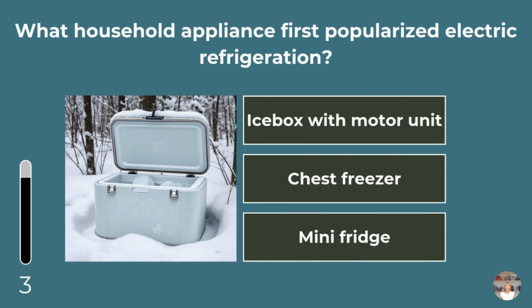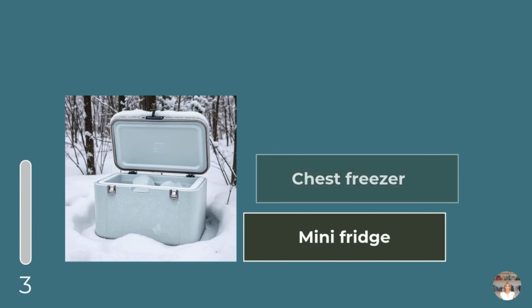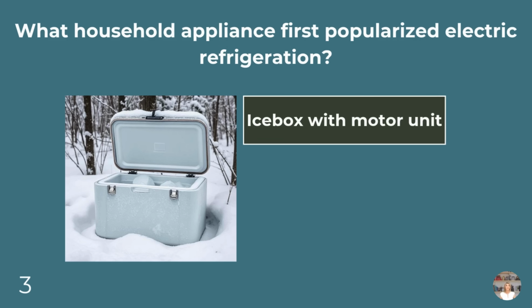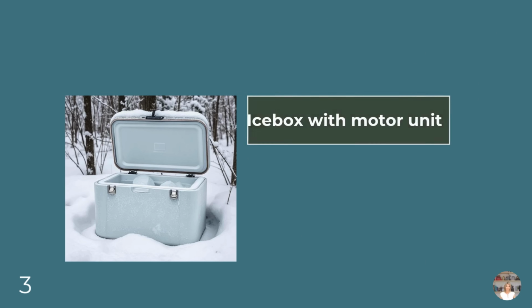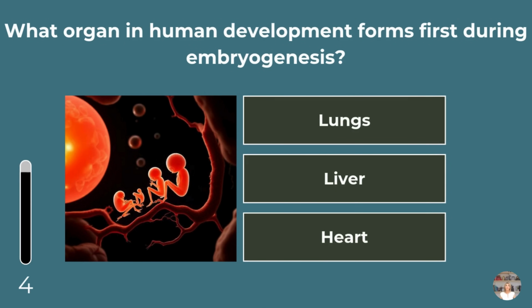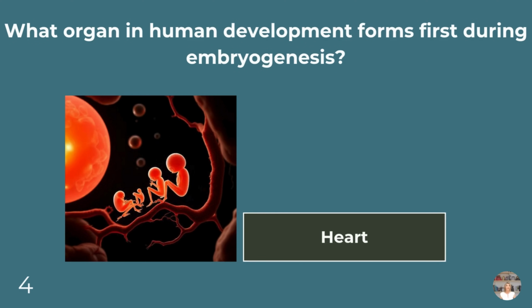What household appliance first popularized electric refrigeration? Icebox with motor unit, chest freezer, or mini fridge? Icebox with motor unit. What organ in human development forms first during embryogenesis? Lungs, liver, or heart? Heart.